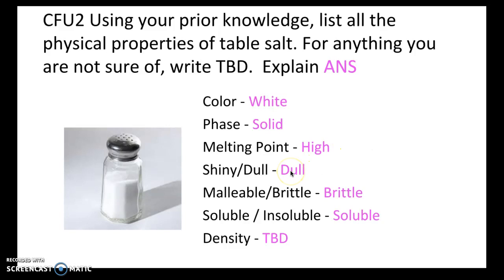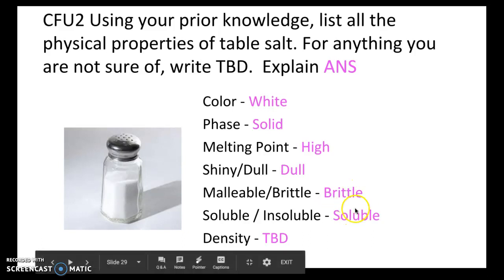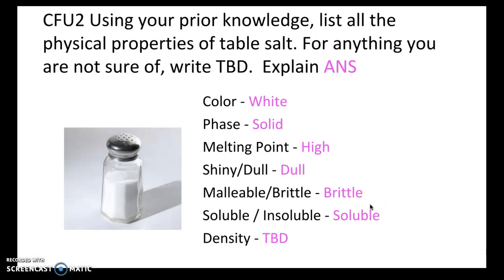It's also not shiny. It doesn't reflect light, so it's dull. You may know that it's brittle, because if you were to take salt and hit it, it's not going to bend or whatever. It's going to break apart. So that means it's brittle. If you hit it and it breaks apart, it's brittle. Soluble means that it dissolves in water. So if you take table salt and mix it with water, it will dissolve. So that's why we know it's soluble.